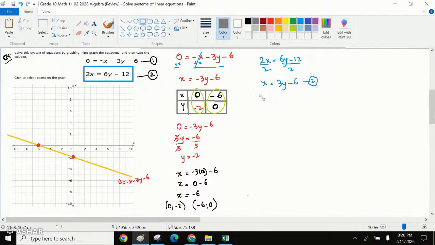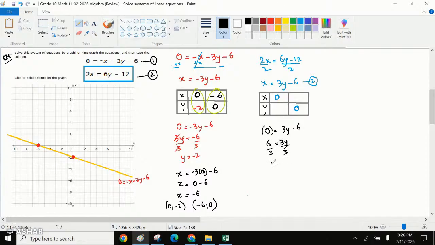For equation number 2, we can again suppose certain values of x and certain values of y. We know that it's always easy to find with the intercepts, the x and the y intercept. One time we will take x to be 0, one time we take y to be 0. When we put x as 0, 0 equals 3y minus 6, we can bring 6 to this side, 6 is equal to 3y. We divide by 3 on either side, y comes out to be 2.